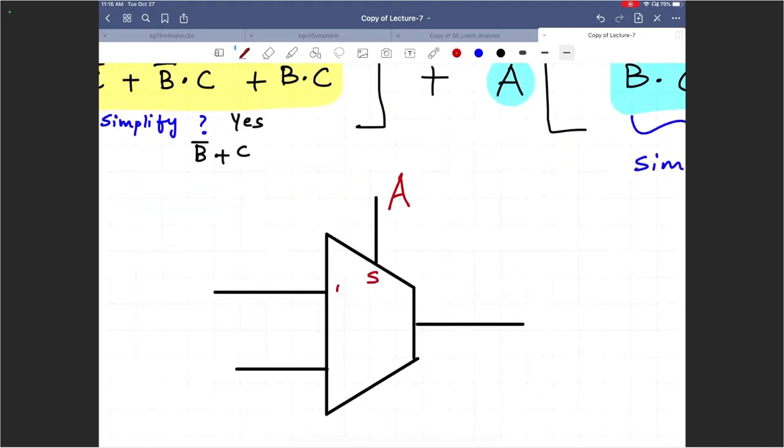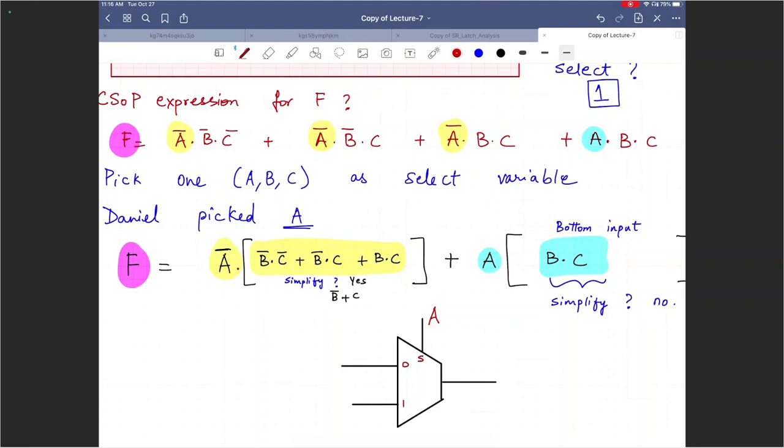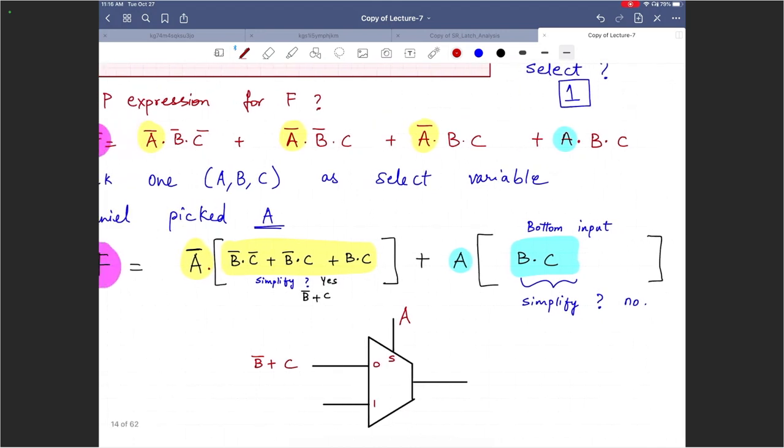S. When S is 0, what happens? When S is 1, what happens? When S is 0, that means A is 0, you need to have B complement or C go in there. And then for the next one, the bottom input, you had what? B and C there. And this is F. You guys see it? Let me use maybe black here. That went to that. And then this guy went here.